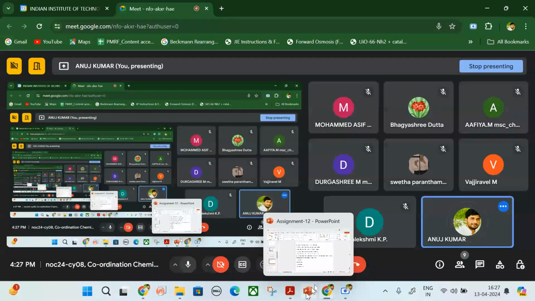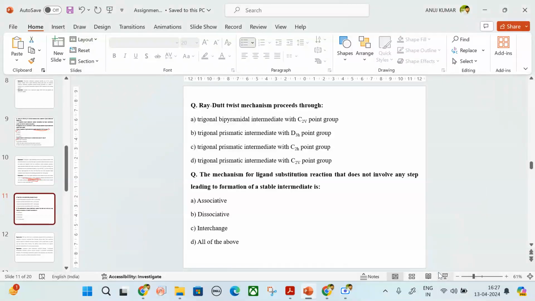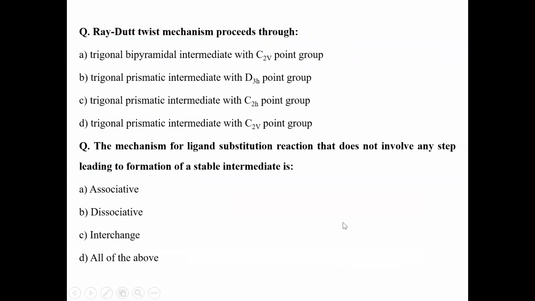Okay, so you studied two types of twist mechanism. One is Bailar and the other is Ray-Dutt. One is Bailar, having D3h point group with a triangular prismatic intermediate, like this one.